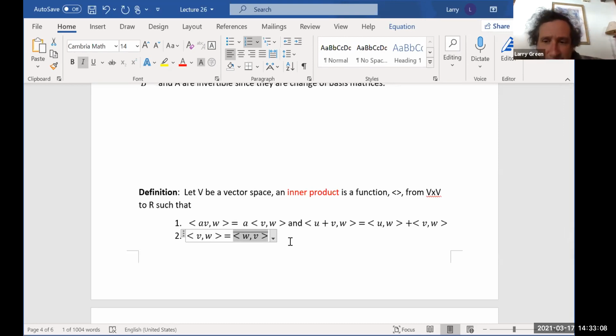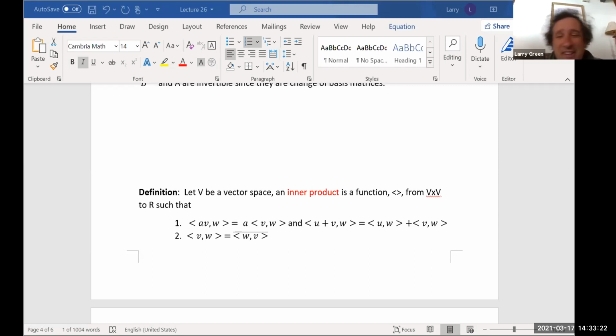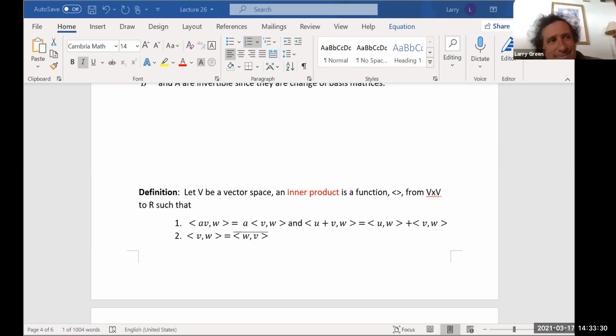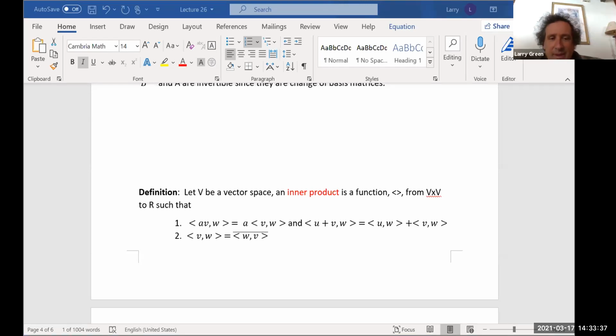Do you remember what bar means? In my stats class, it's average, but not in this class. Conjugates. Yeah, complex conjugates. So if you're dealing with real numbers, the bar doesn't matter. This is only for complex numbers. But if you're dealing with complex numbers, you take the conjugate. Remember, like 3 minus 5i conjugate is 3 plus 5i. Is that clear?